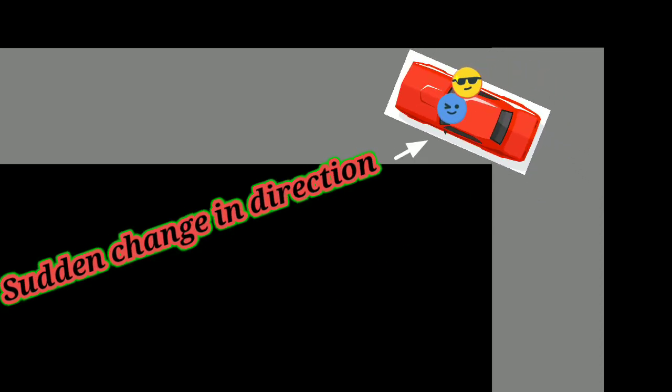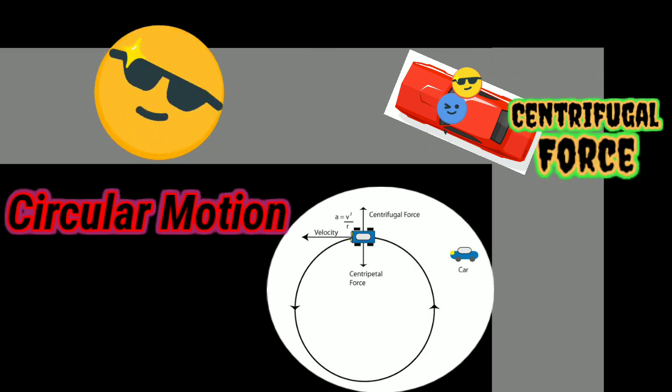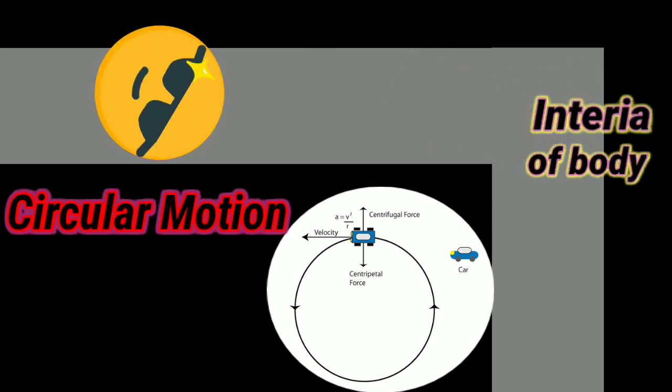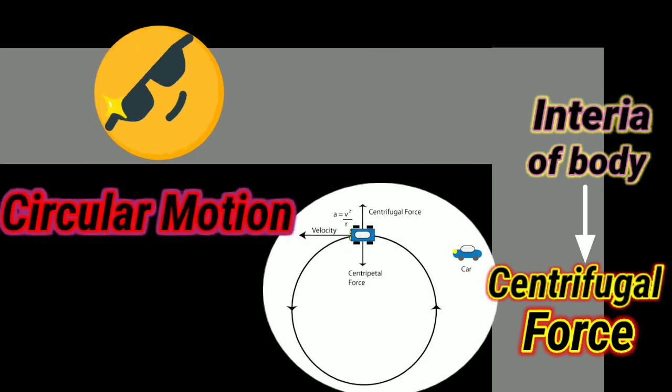So in this example, there's a sudden change of direction in the path of the car. Before that, the car was going in a straight line, so were the passengers, and when there's a sudden turn, the car changes its direction, but the passengers are still going in the straight path. So because of the sudden change in the direction, the passengers' bodies kind of jerk in the opposite direction of the turn. And this inertia is termed as a centrifugal force in circular motion. So basically, the centrifugal force is the inertia of the body. It's just renamed as centrifugal force to make things easier while studying circular motion.